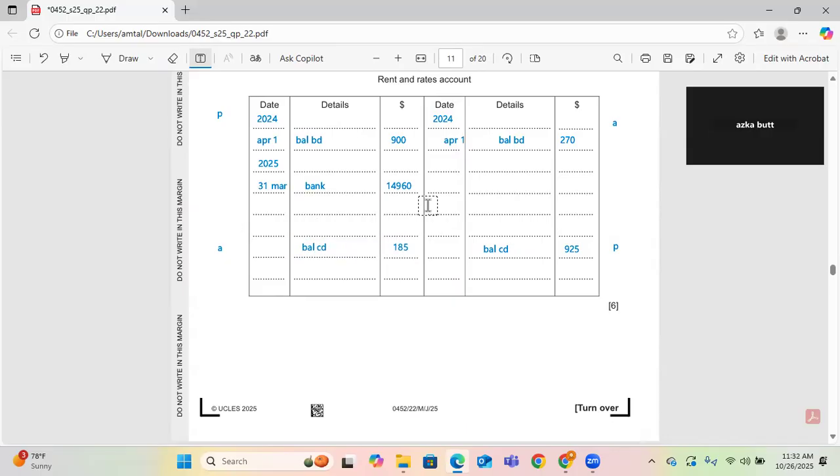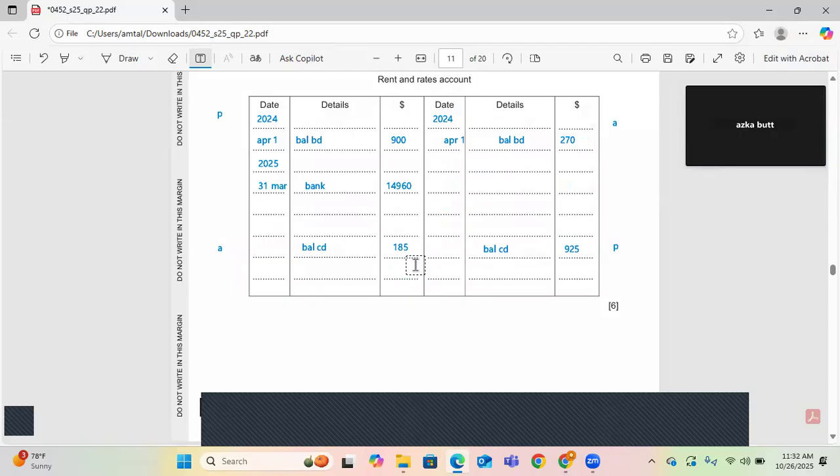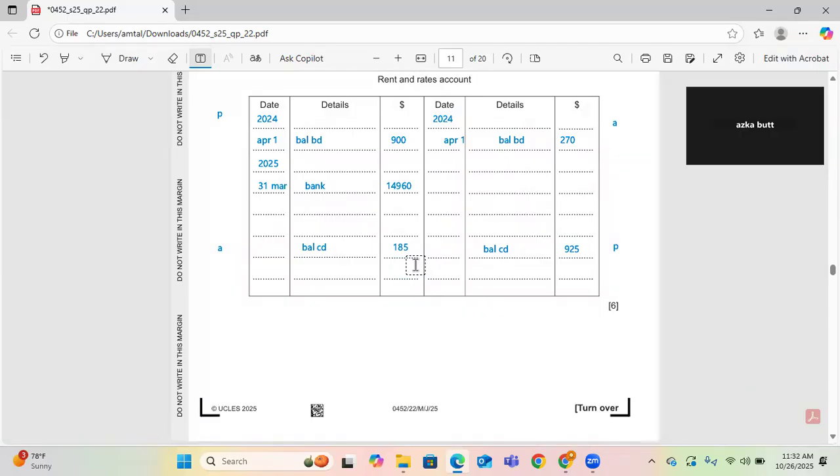So let's calculate. Basically the debit side is the heavy side. The total of this side, the debit side, is equal to 16,045. So let me write it here, 16,045, and we will be writing the same here, 16,045. And then deduct the 925 and 270 from here. So the difference is 14,850.